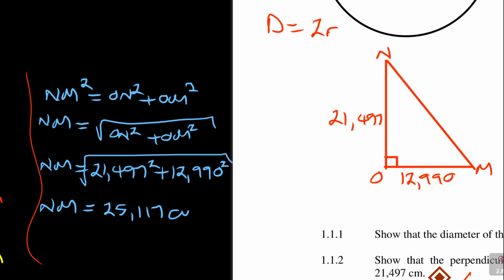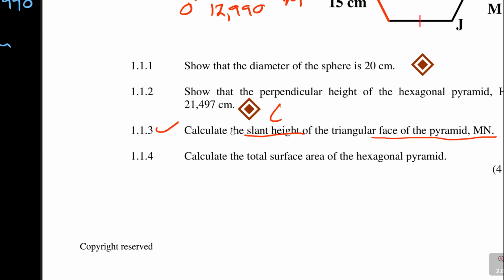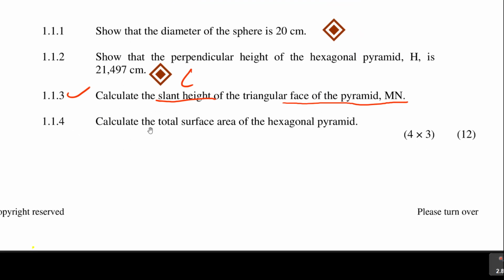25,117. Remember, we're dealing with centimeters. So it becomes 25,117 centimeters. Are you seeing that? So that is the part here of NM. Then calculate the total surface area of the hexagonal pyramid. Total surface area.